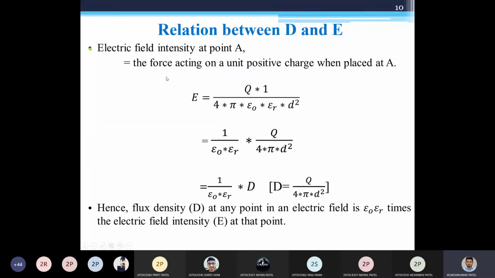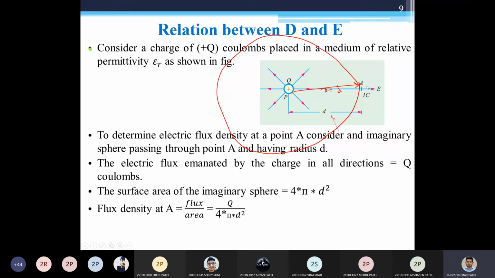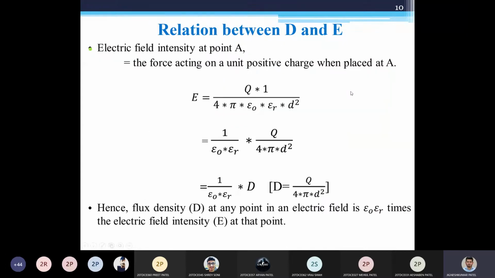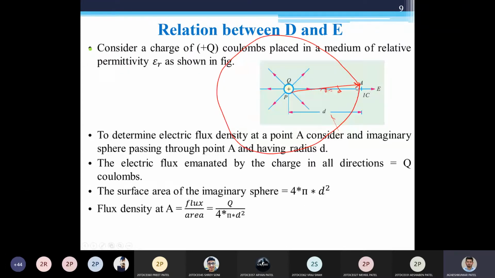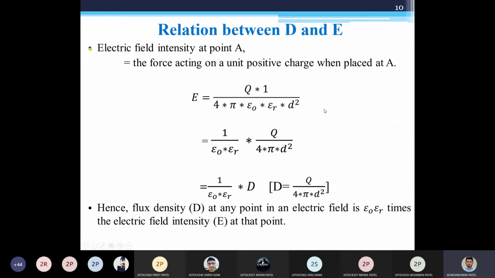Then I have to find out the electrical field intensity at point A. At this point, what would be the electrical field intensity? We know that E is equal to F by Q. E is equal to F by Q. Value of F is Q1 Q2 divided by 4 pi epsilon 0 epsilon r d square.